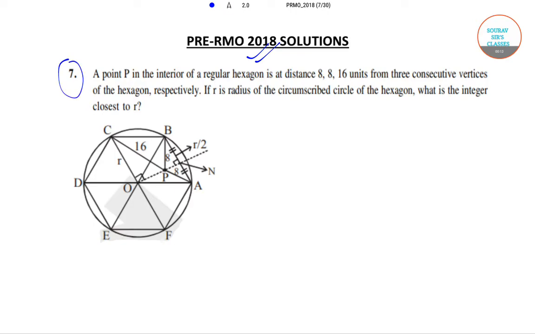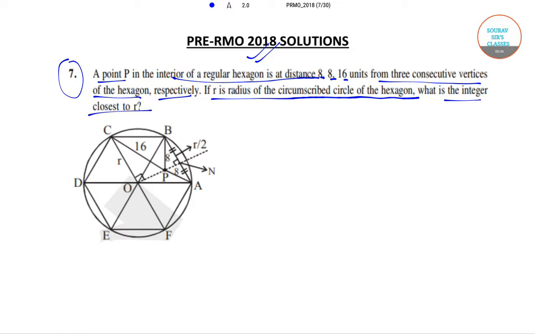In question number 7, it has been said that a point P in the interior of a regular hexagon is at a distance 8, 8 and 16 from the three consecutive vertices of the hexagon respectively. Now if R is the radius of the circumscribed circle of the hexagon, then what is the integer closest to R?